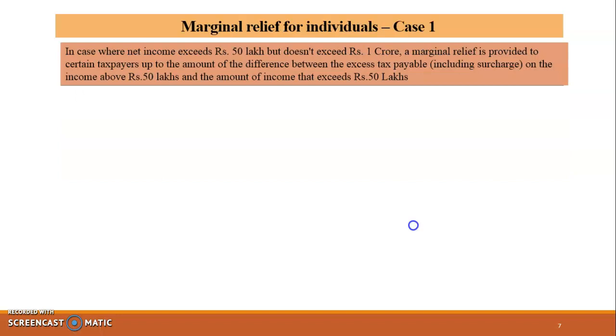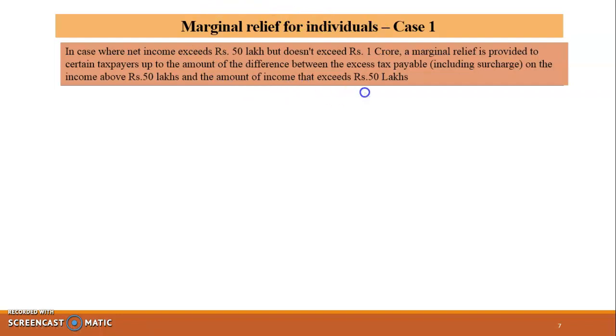Now we'll understand the marginal relief for individuals. Case 1, where the range is 50 lakhs to 1 crore, the surcharge is 10%. So a marginal relief is provided up to the difference between the excess tax payable including surcharge. How will you calculate this excess tax? This is the total tax payable after earning the income which is greater than 50 lakhs, minus the tax payable on exactly 50 lakh rupees. Whatever the difference, this is the excess tax payable. Then you have to subtract the amount of income that exceeds 50 lakhs.